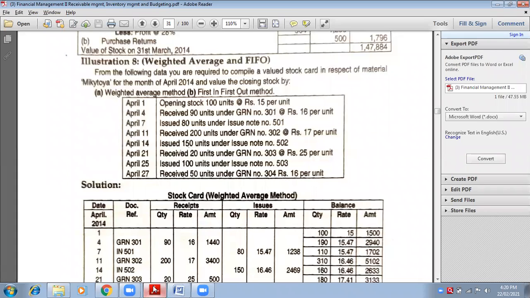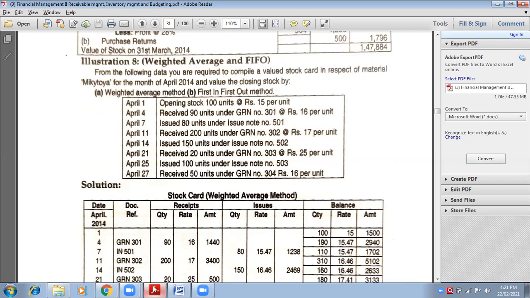Received 20 units under the GRN number at the rate of rupees 25 per unit. So it will be written in the receipt column. Write down 20 units in the quantity column, 25 per unit in the rate column, and what will be the amount? 500, ma'am. 500. Very good. Issue column nil.